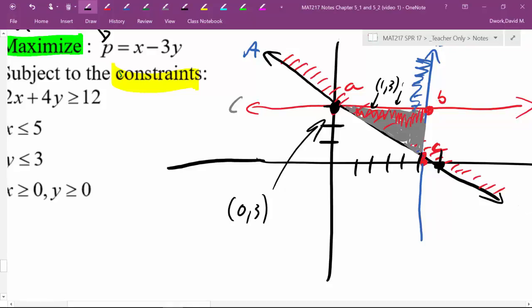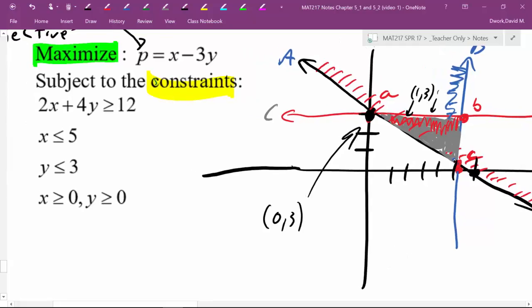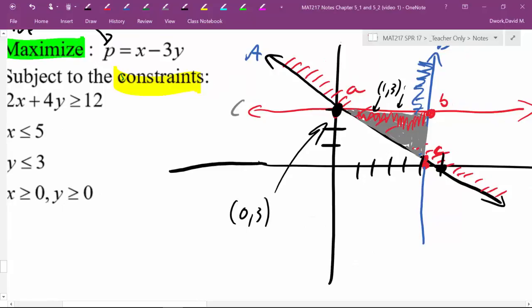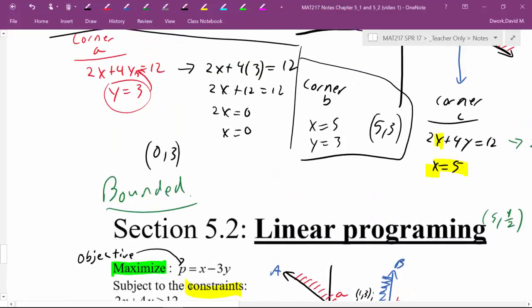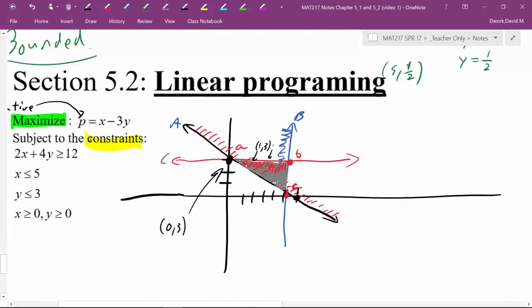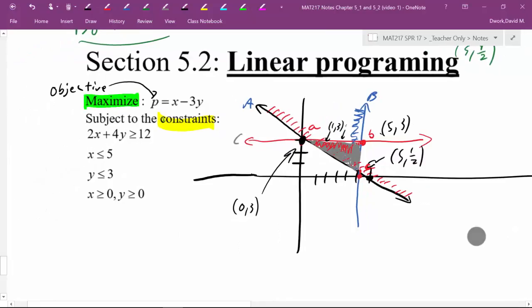So why stop in the middle? It makes no sense. I just need to check each corner to see which one gives me the biggest number, and I'm done. So what we're going to do is take each of our three corner points: 0, 3, 5, 3, and this point right here, 5, 1 half. I just have to test those three values, and whichever one gives me the largest profit is the winner. That's going to be my maximization.